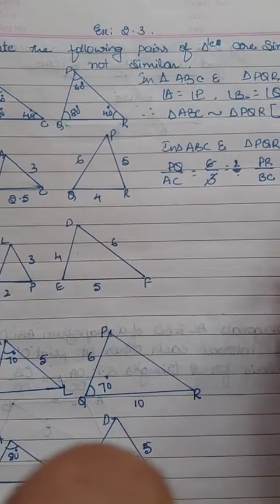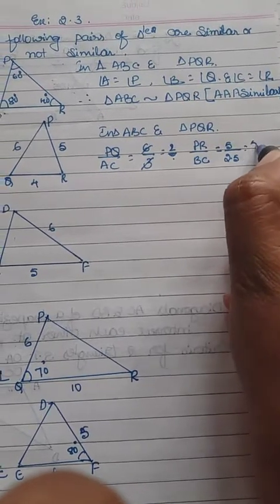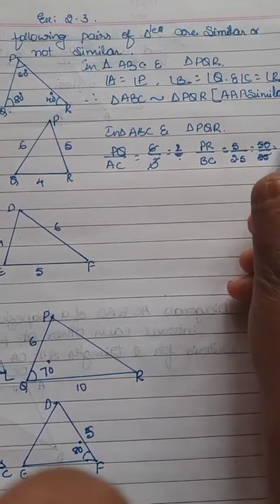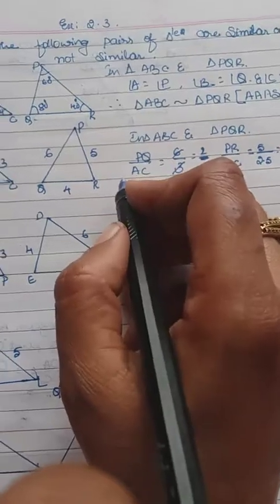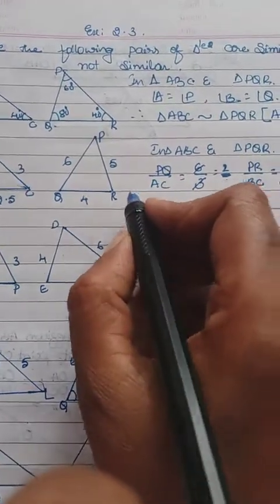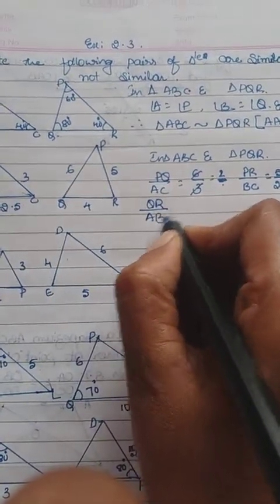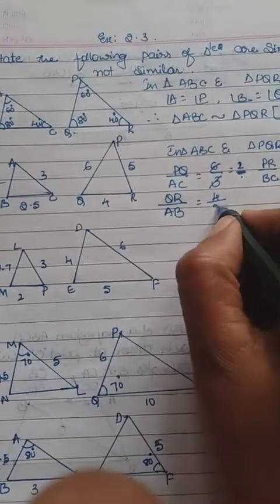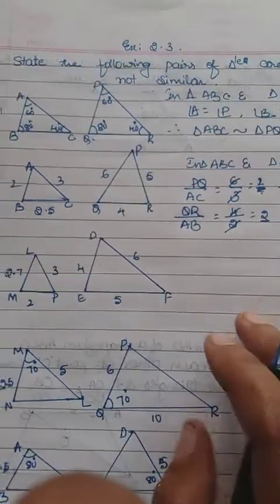So if we do this, I told you already how to remove the point. If there is a point after 10, put 10 in the numerator and remove the point. 25 ones are 25, 25 twos are 50. So here we got 2, here also we got 2, and one more side, the last side, that is QR divided by AB. QR is 4 divided by AB is 2. They have given 2 ones are 2, 2 twos are 4. Yes, all the sides are equal.